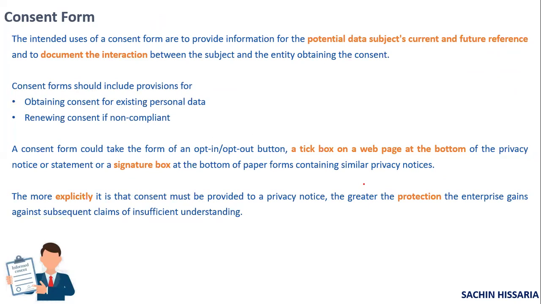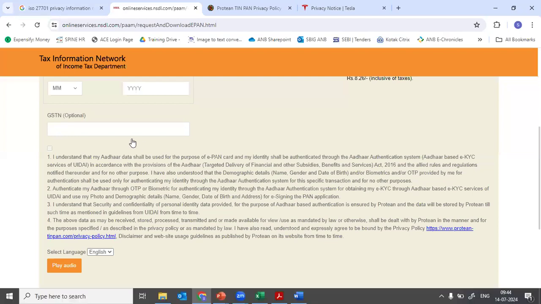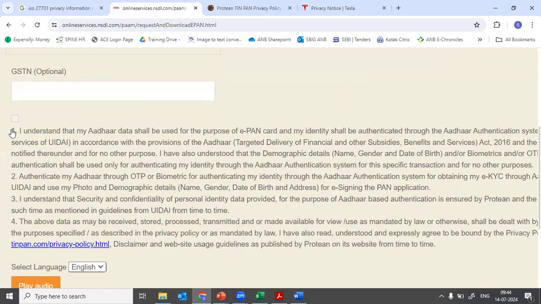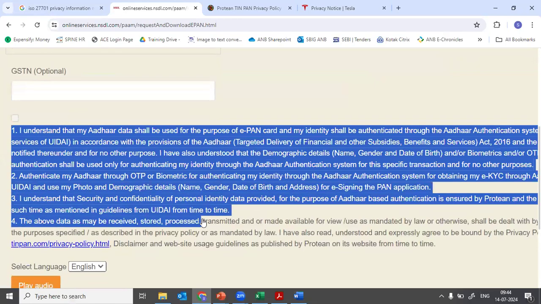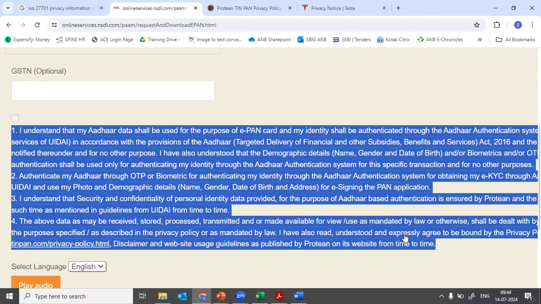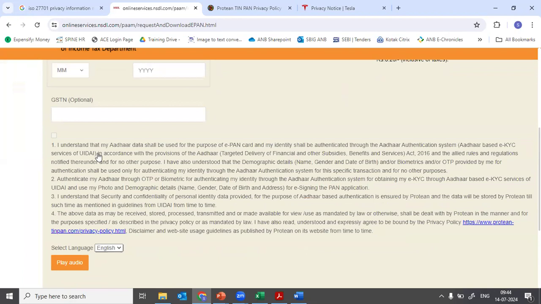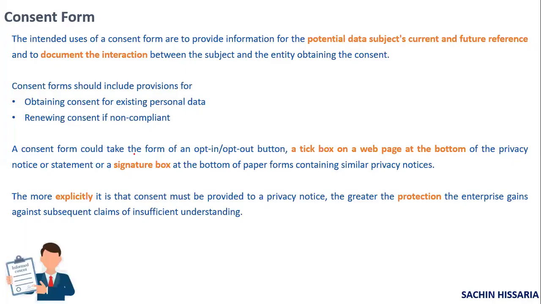Okay, so let me just show you a real life example. Here I am collecting the personal information. What I have done is given a consent form. The person who would be providing me the personal information will also provide his consent to me that he agrees to provide this information.